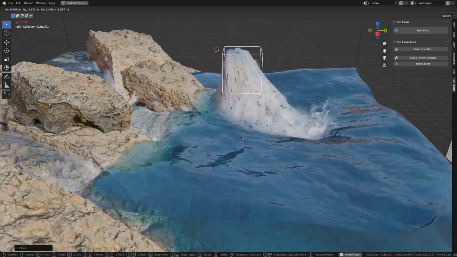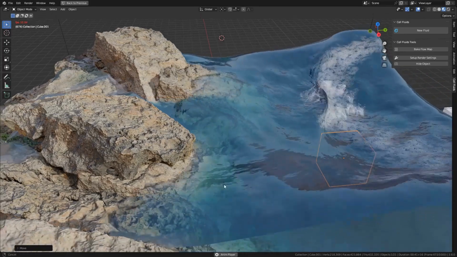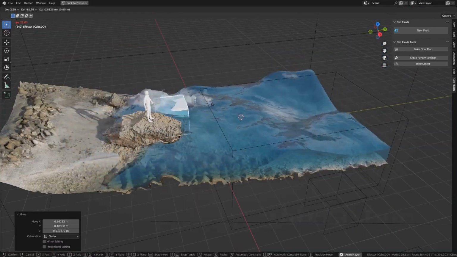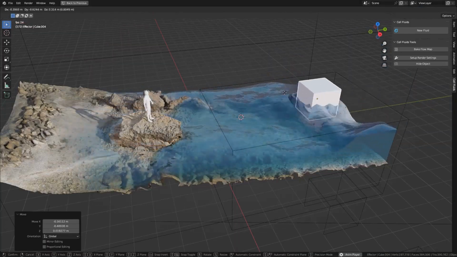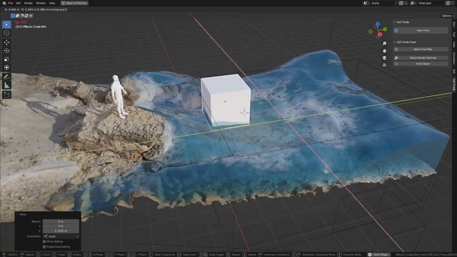Now, let's explore the incredible features of Cell Fluids. This is where the real magic happens. First, we've got fast interactive semi-real-time fluid simulations. No more waiting around for your fluid to bake. With Cell Fluids, you can interact with your simulations in real time.